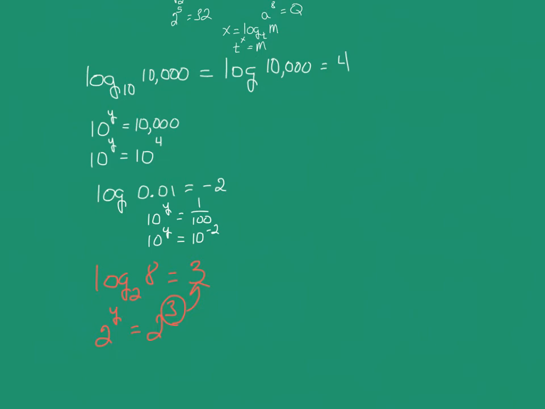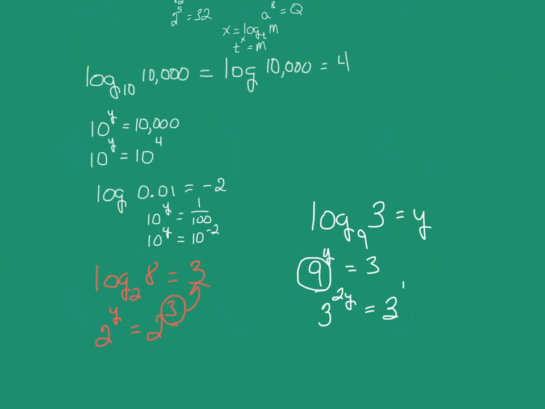All right, this one's a little different: log base 9 of 3. That's equal to something. If you want to go ahead and write an equation, you can, so it makes a little more sense. 9 to what power equals 3? Well, if we rewrite 9 as 3 squared, we know that 3 has an exponent of 1. If we set 2y equal to 1, then y is 1/2. So the log base 9 of 3 equals 1/2.